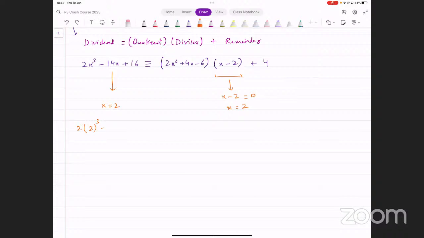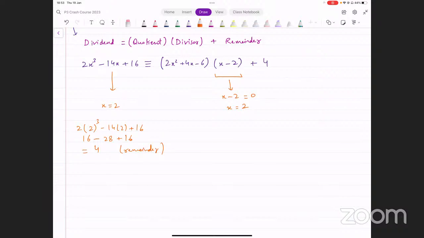How? Let's input x equals 2 here. That gives you 2 into 2 cubed minus 14 into 2 plus 16. Let's simplify this, and that gives you 16 minus 28 plus 16. That's 32 minus 28. And you end up with 4, which is exactly what the remainder is.